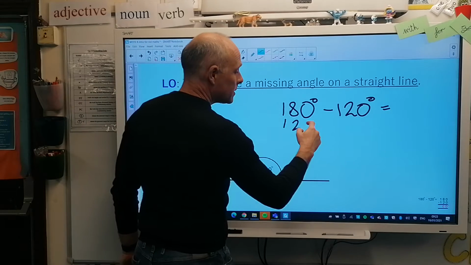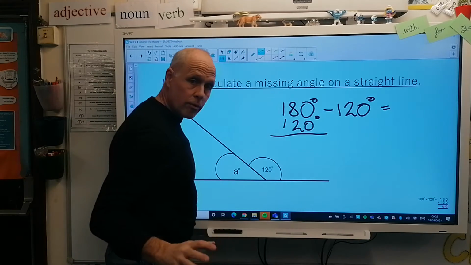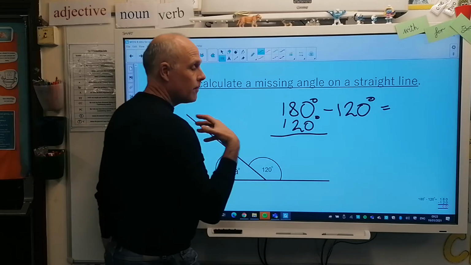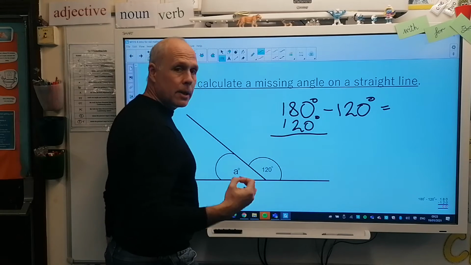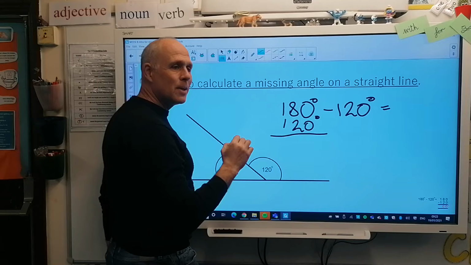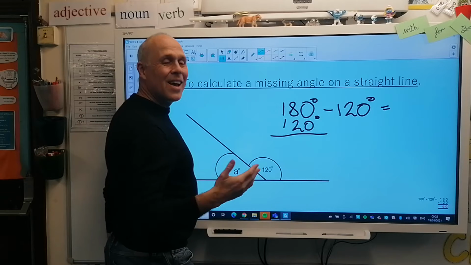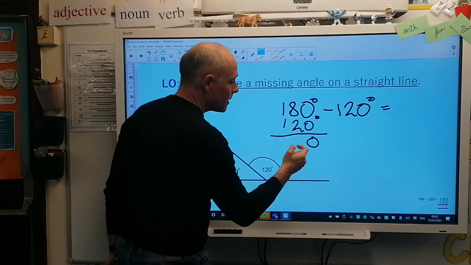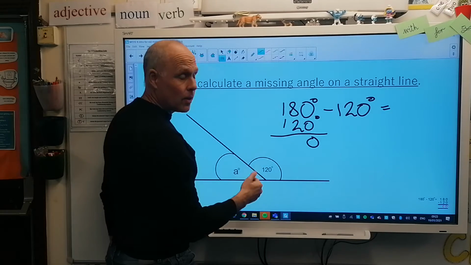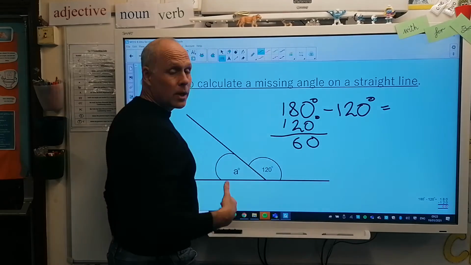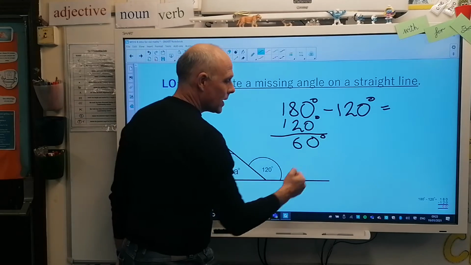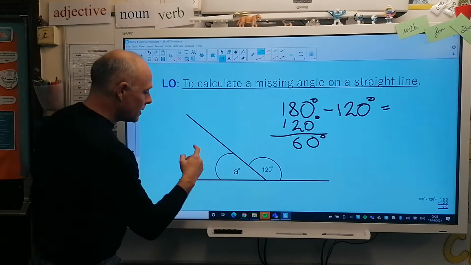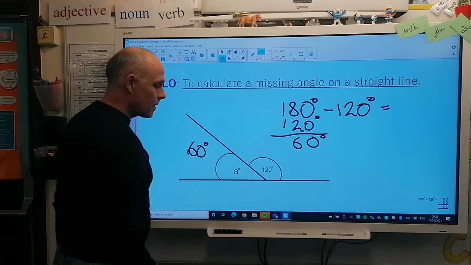Now, by all means, do a little standard written method calculation. If you feel more secure in doing that, please do. And as the numbers become more complicated, then definitely I would strongly advise it. Nothing from nothing gives us nothing. If we're subtracting 2 from the 8, we get 6. 1 from the 1, nothing left. So we're looking at a 60 degree turn.